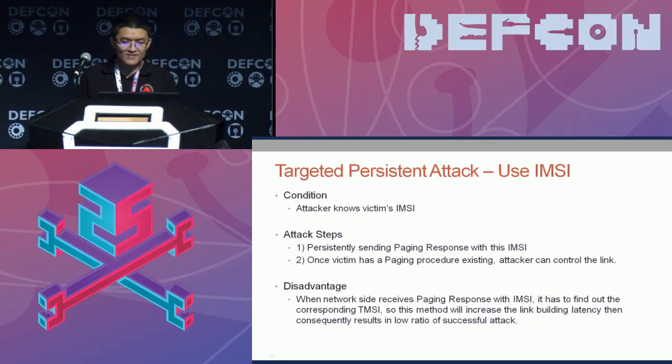Secondly, implementing a targeted attack with IMC basically requires the same steps as using TMC. But this method has some potential disadvantages. The success rate is much lower than using TMC. Because when the network side receives paging requests with IMC, it needs time to look up the corresponding TMC in the network.